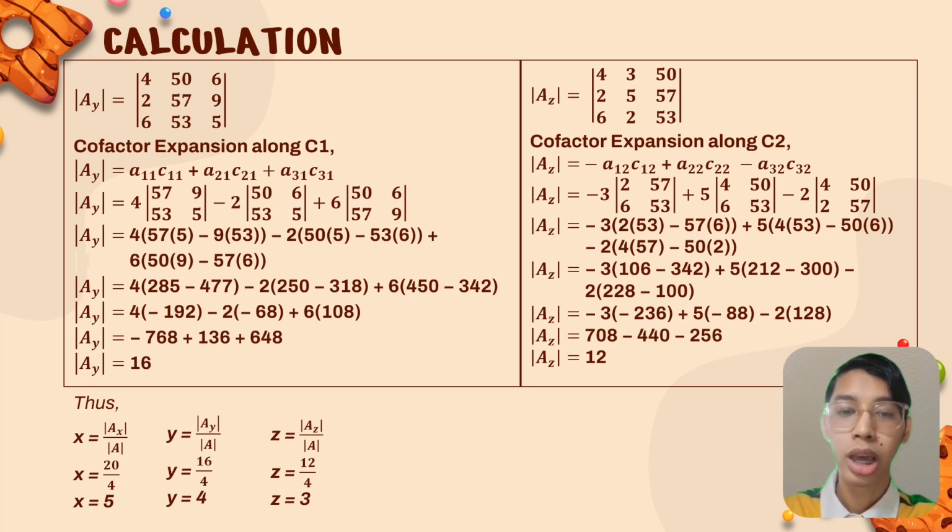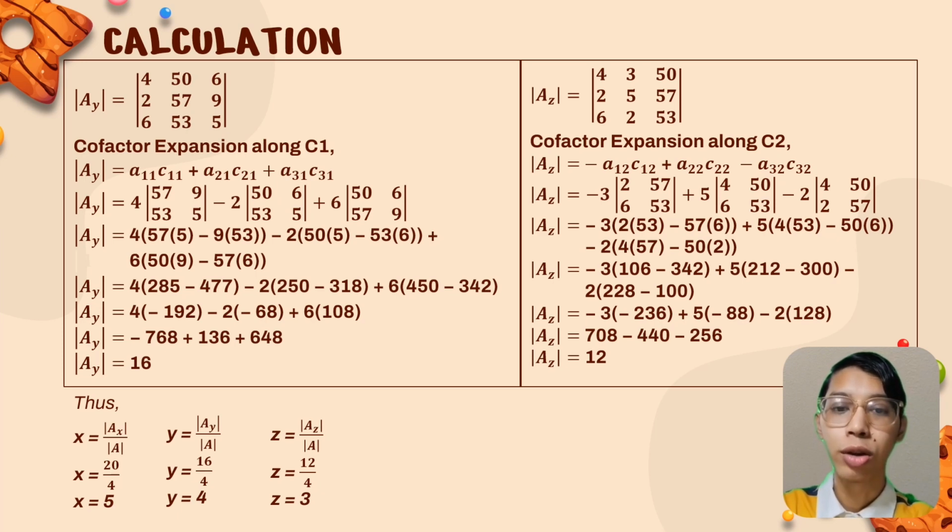Then we multiply for each term. We get 708 minus 414 minus 256. And the final answer for the determinant AZ is 12. Then we need to divide for each of x, y, z. For x, it is determinant AX divided by determinant A. For y, determinant AY divided by determinant A, and z equals determinant AZ divided by determinant A.